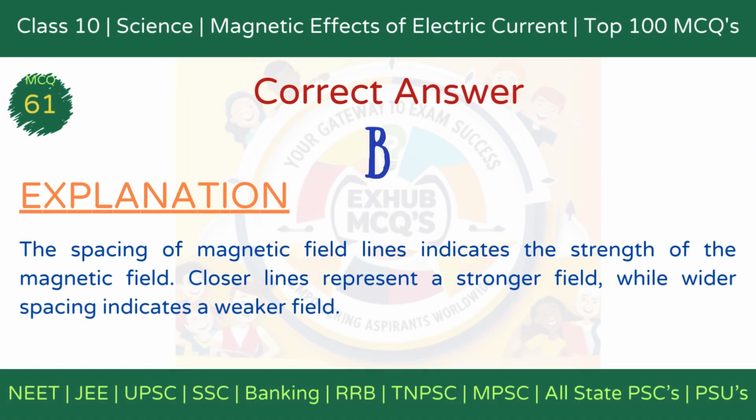The correct answer is option B, strength of the magnetic field. Explanation. The spacing of magnetic field lines indicates the strength of the magnetic field. Closer lines represent a stronger field, while wider spacing indicates a weaker field.